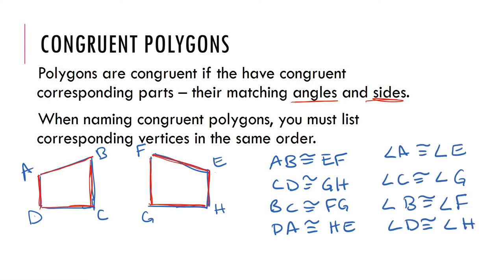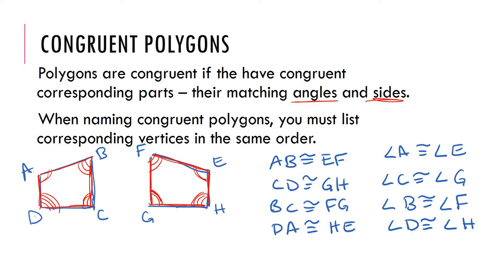What about the angles? Angle A is congruent with angle E. You notice this is a flip. I would have to flip this figure over to make them congruent. So when they're laying on top of each other, angle A is congruent with E. Angle C is congruent with G. Angle B is congruent to F. And angle H is congruent with D.